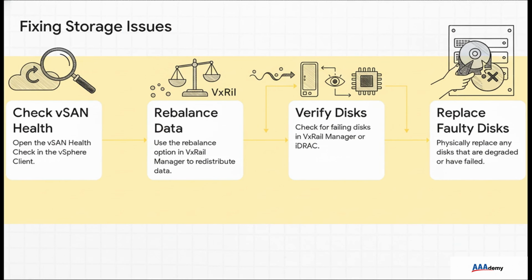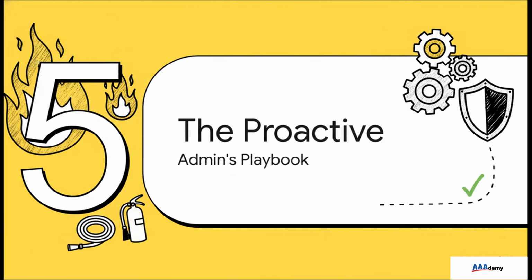So here's what you do. Your very first stop should be the vSAN health check inside the vSphere client. It is an amazing tool. Seriously. If it tells you things are imbalanced, great. You can just kick off a rebalance right from VxRail Manager. And if that health check points a finger at a specific disk, you can pop into iDRAC to confirm it's failing, and then you just get it replaced. Boom, problem solved.